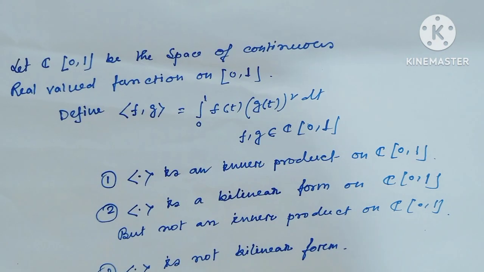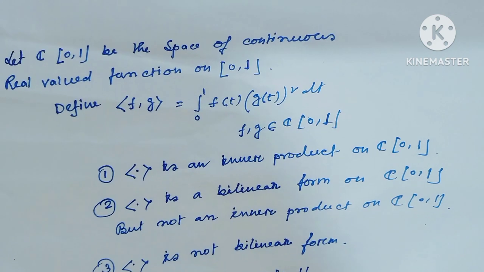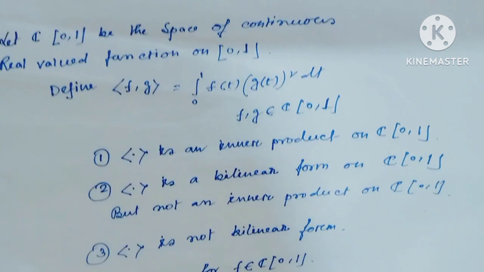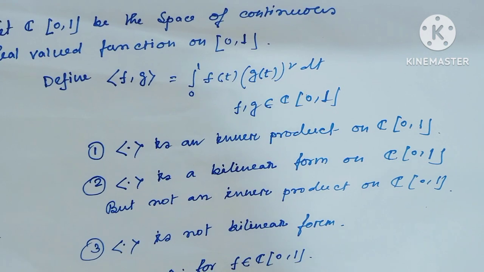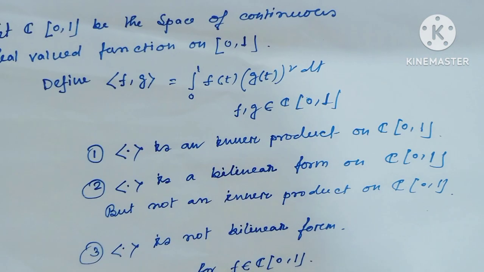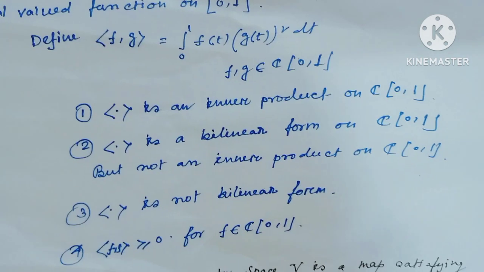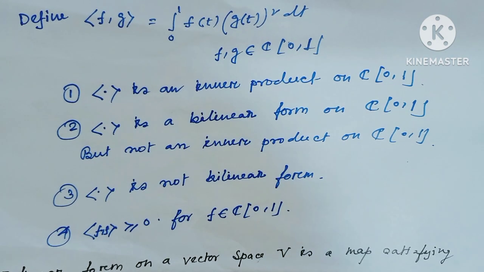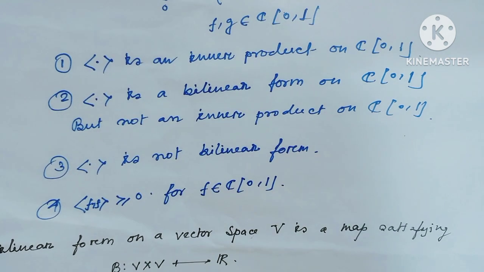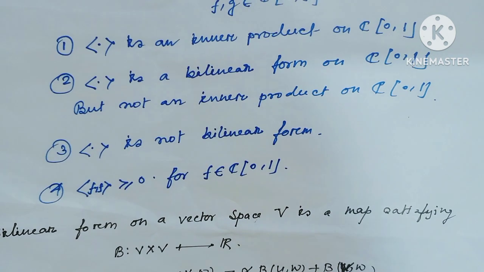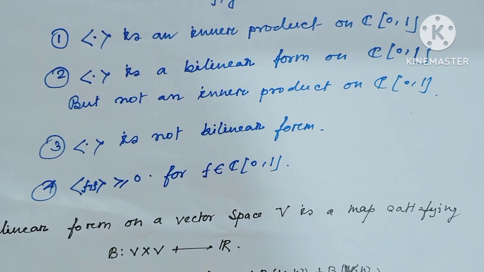Our next example: let C[0,1] be the space of continuous real valued functions on [0,1], and inner product f with g equal to integration 0 to 1 of f(t) g(t) whole square dt, where f, g belong to C[0,1]. Then option 1 is this is an inner product. Option 2 implies this is a bilinear form on C[0,1] but not an inner product. Option 3 implies this is not a bilinear form, and option 4 implies inner product f with itself is greater than or equal to 0 for all f belonging to C[0,1].